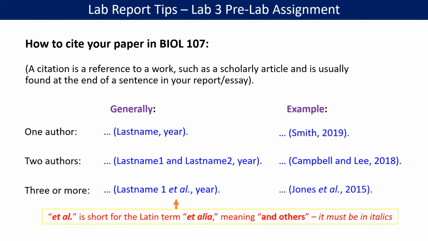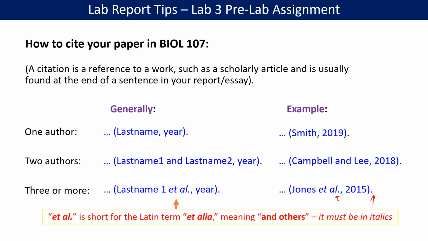So it might look something like this: Jones et al. Notice there's punctuation there. We have a period, right? The punctuation is very important when you're doing referencing, and then it's followed by the year, and the period goes at the end of the sentence. So that's the citation. That's one of the questions. It's asking you to write a sentence. I don't really care what your sentence is. I'm just looking to see that you can do the citation properly.